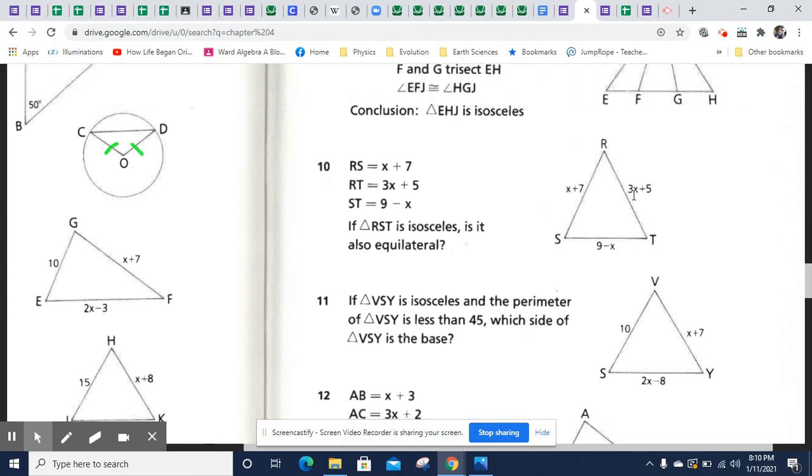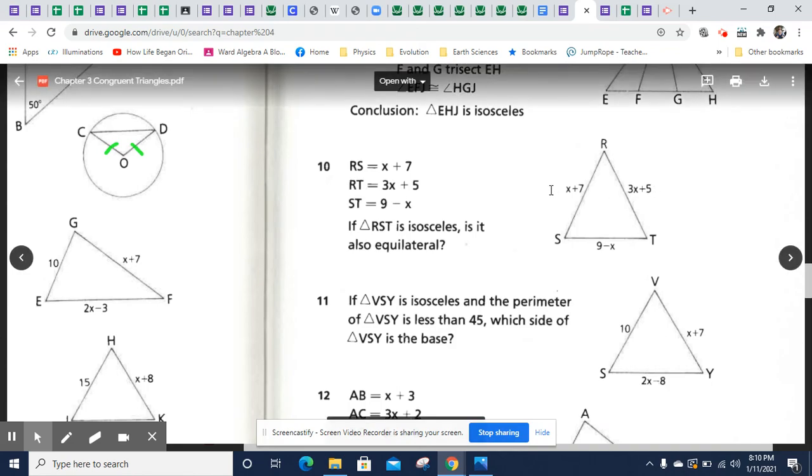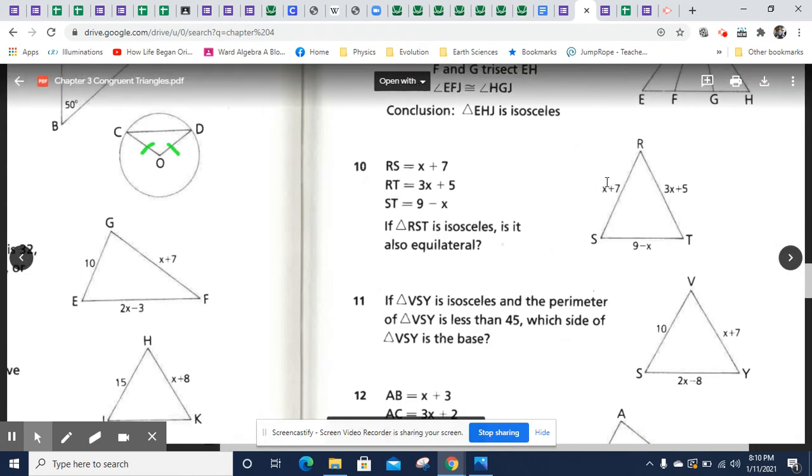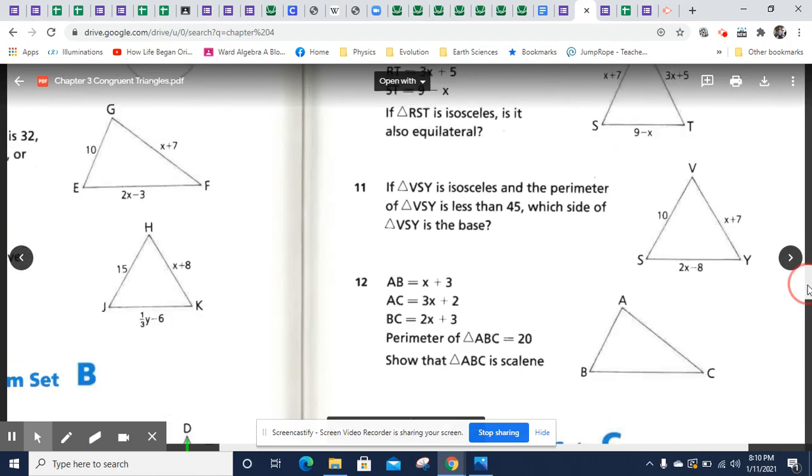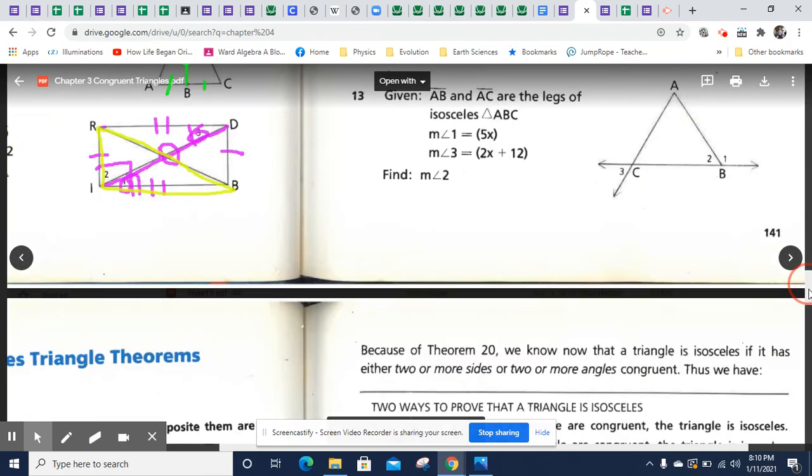So, x plus 7 equals 3x plus 5. That would be one route to go. And once you prove that, then you can see if that makes this a reasonable value. Okay. I'll take a look if there's any more that I want to check on.